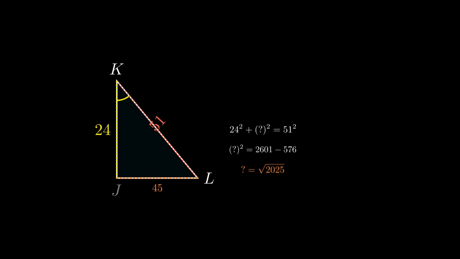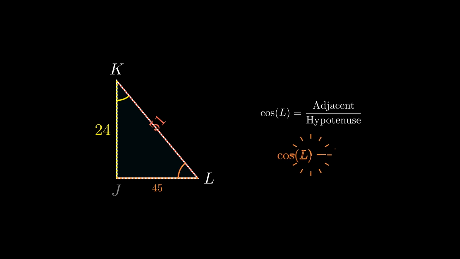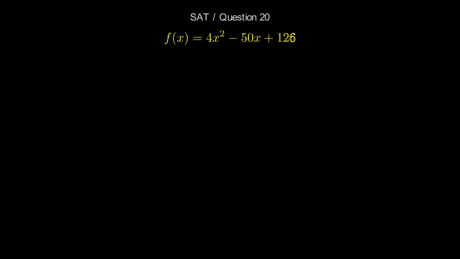Finally, let's turn our trigonometric focus to angle L on the other side of the triangle. The adjacent side for angle L is the side we just calculated, 45. Since our hypotenuse remains 51, the cosine of angle L is calculated simply as 45 over 51. Our final answer is 45 over 51. Let's move on to question 20.